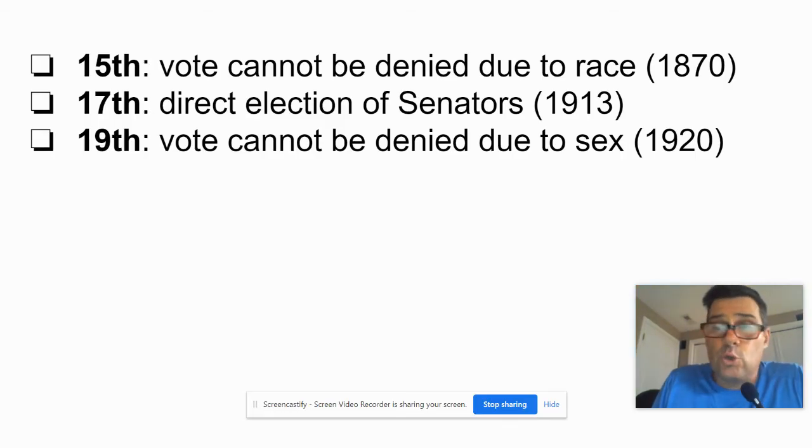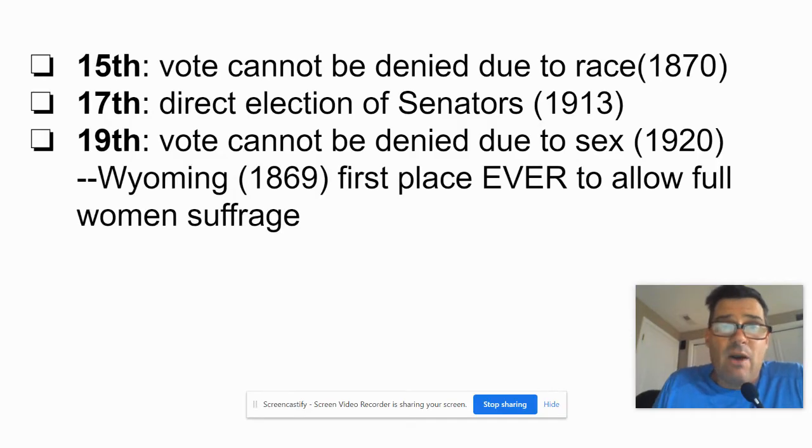Just a reminder, which is a cool American history fact, is that Wyoming in 1869 became the first place ever in world history to allow full women suffrage. Suffrage meaning the right to vote. So that's pretty cool. America was ahead of equal rights for women in certain places in our country. We were far ahead of Europe and other places, and Wyoming was right at the top, as the first place to allow full women's suffrage. Very, very cool distinction for Wyoming. Okay, pause if you need to.